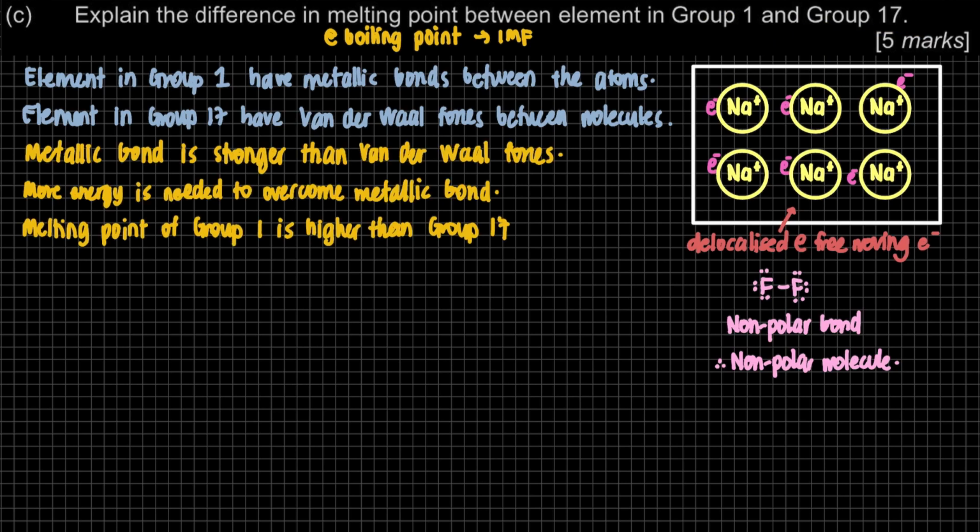Next, we have to compare between these two. Now we can mention that the metallic bond is stronger than the van der Waals force. Again, in metallic bond, there is actually attraction between the positive cation and the sea of electrons, whereas the non-polar bond has none of it. Okay, and more energy is needed to overcome metallic bond because the force of attraction is higher. So what it means is that the melting point of group 1 is higher than group 17. For this one, you have to explain based on the force of attraction present. Okay, so that is the solution for PSPM for the year 2019-2020.